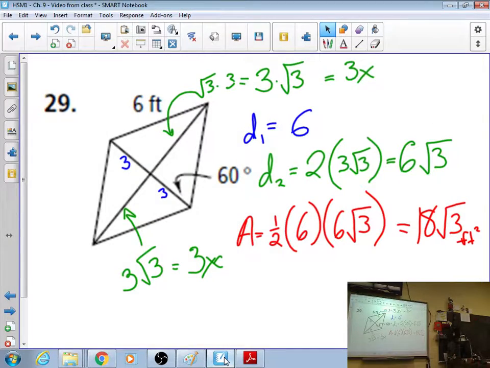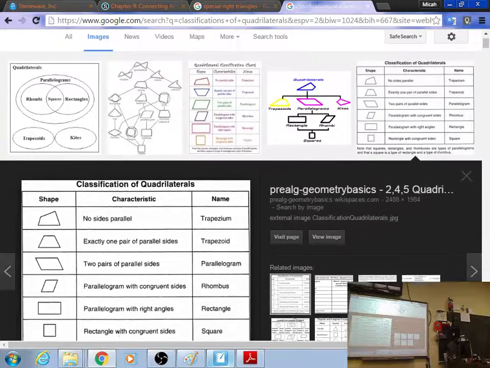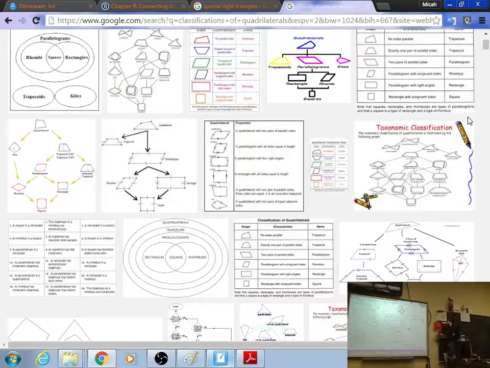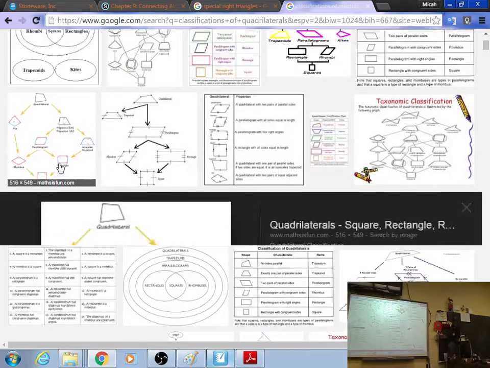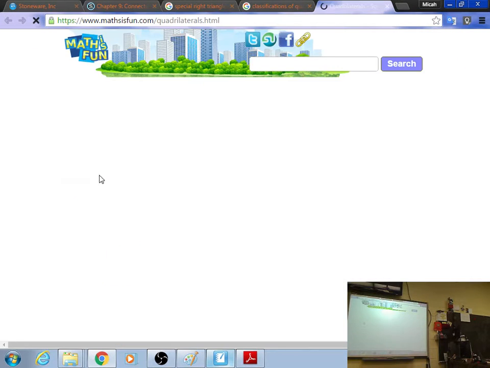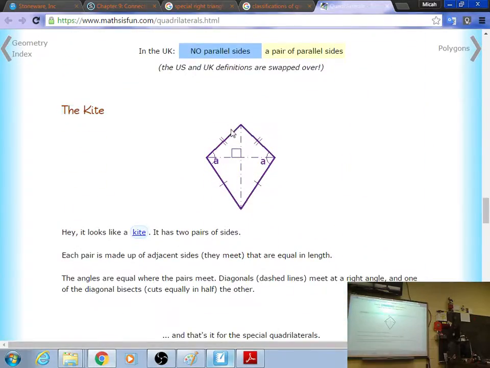If I draw, actually I'll just search it because it'll be better than mine. Two pairs of congruent sides that are adjacent to each other. That's a really bad drawing, that barely looks like a kite. Once I pull this up, you're going to know it. The diagonals meet at a 90-degree angle, and these opposite angles are equal.